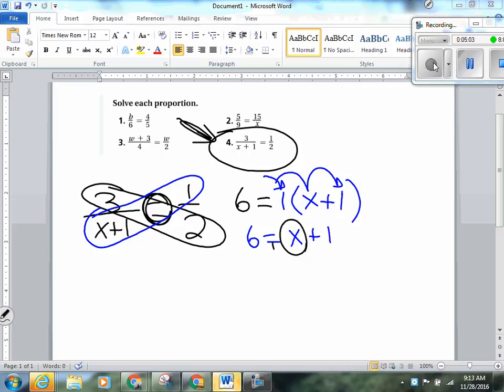Here's my letter, here's my wall. My rule is start with the x's and do what's next to it. What's next to it? Plus 1. So what's the opposite of plus 1? We need the minus 1 to both sides. And we have x left over here. So my final answer is x equals 5.